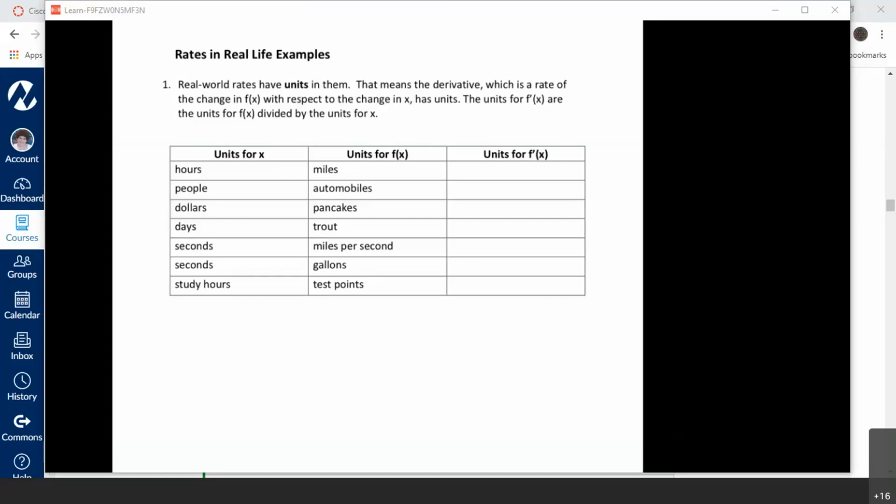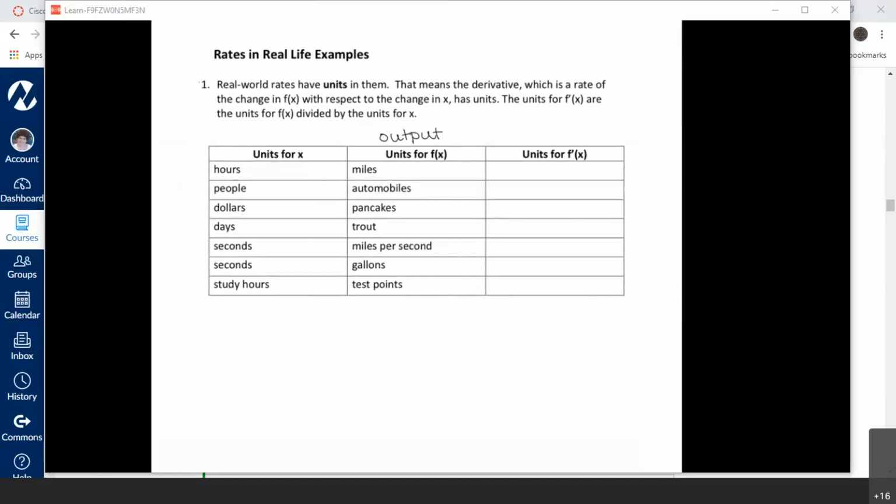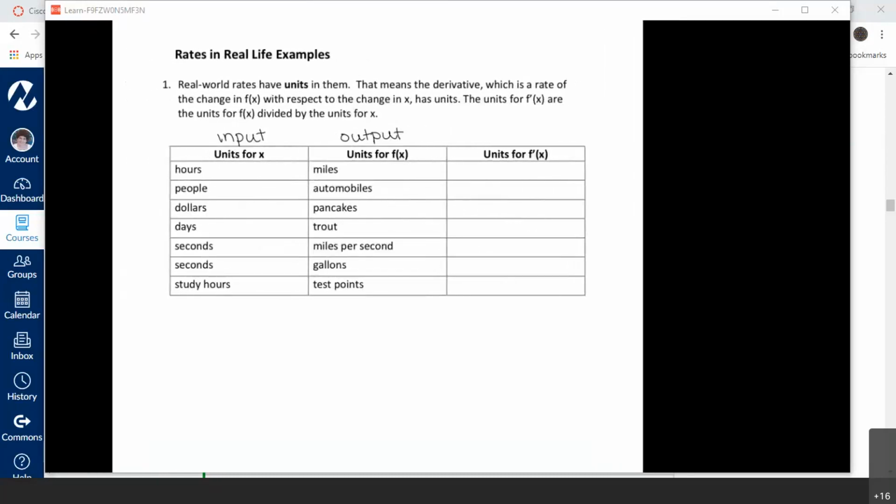Okay, so here are some examples, just to get you used to the idea. So if you're interested in the change in your f of x, your output, with respect to changes in your input. Now, this "with respect to" is an important concept in calculus and in rates in general. What that means is, how much does the output or the y value change for one step in the input value? So you think of these as two quantities that change together.